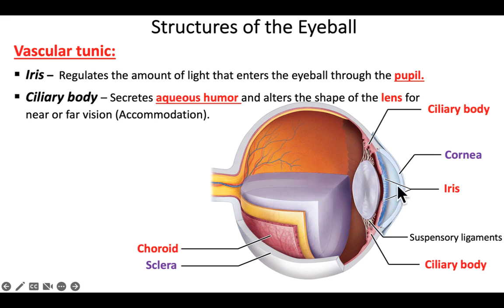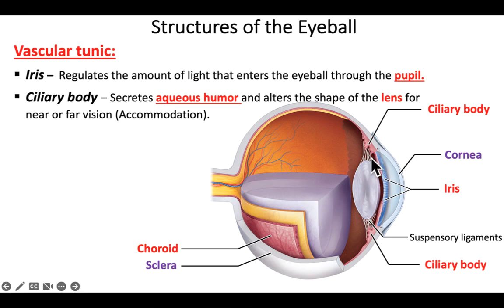It basically supplies oxygen and nutrients to the cornea as well as the lens. So the cornea and lens have to be clear, right? They have to be transparent. You can't have blood vessels in there. So in order to replace the blood vessels, you need some other fluid that gives these structures oxygen and nutrients. And that's aqueous humor. So that's one function.